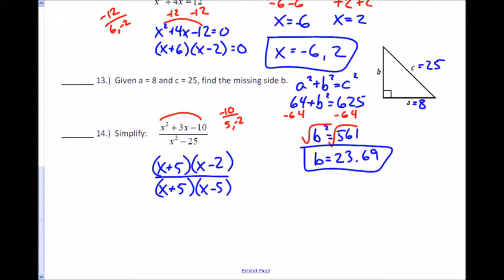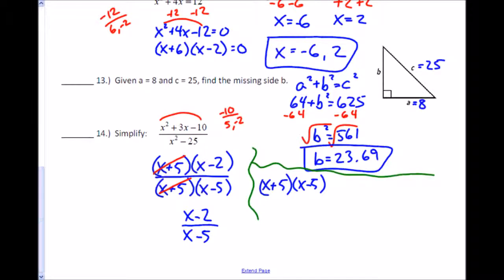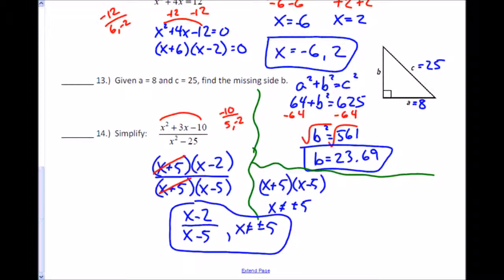Now that everything's factored completely, I cancel out any common factors, and it leaves me with an x minus 2 and an x minus 5. Okay. The other thing that this might ask us to do is state our restricted values by setting the denominator equal to 0. And since I've already factored this, I just have to set each factor equal to 0. And when I do that, I find out that x cannot equal plus or minus 5. And so that would be included as part of my simplified form unless it's not asked for. Okay?